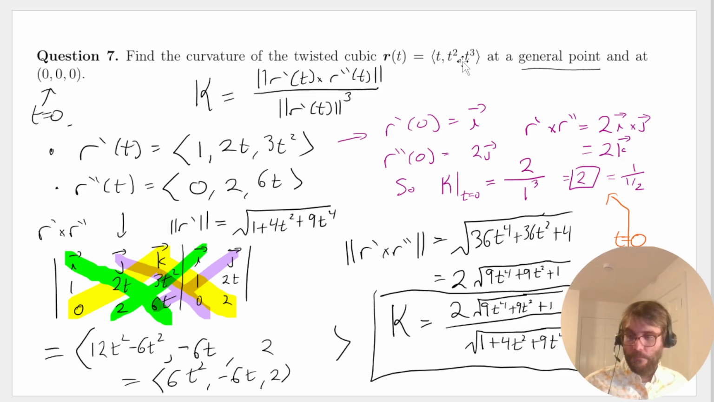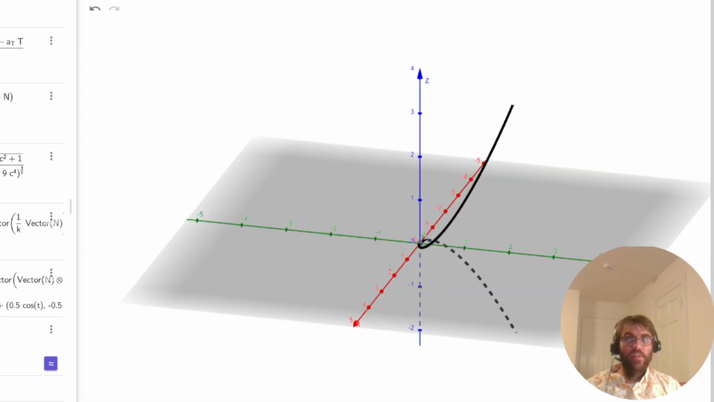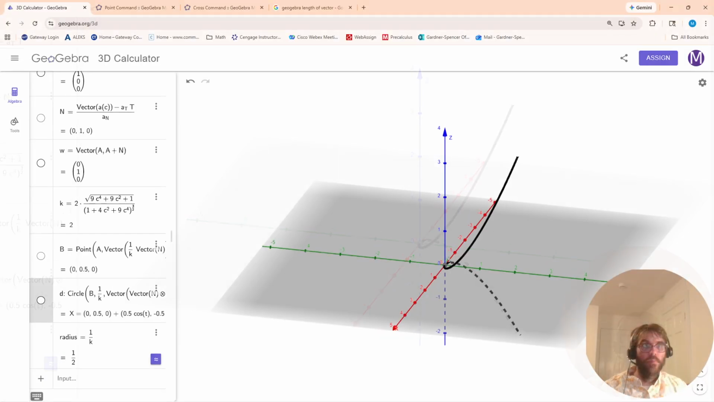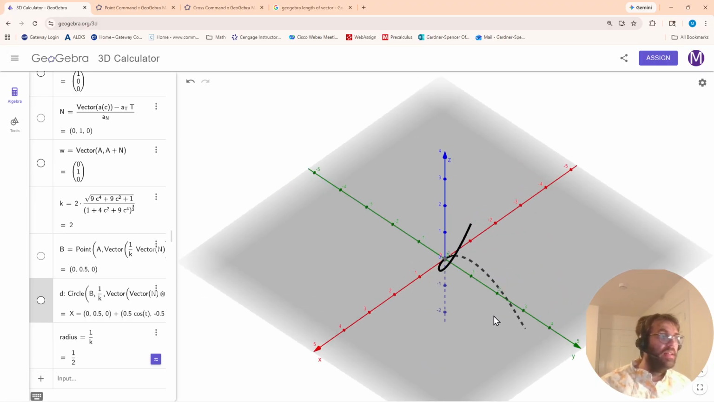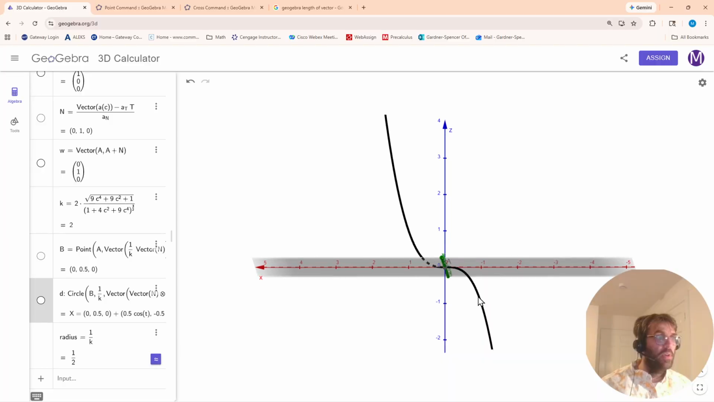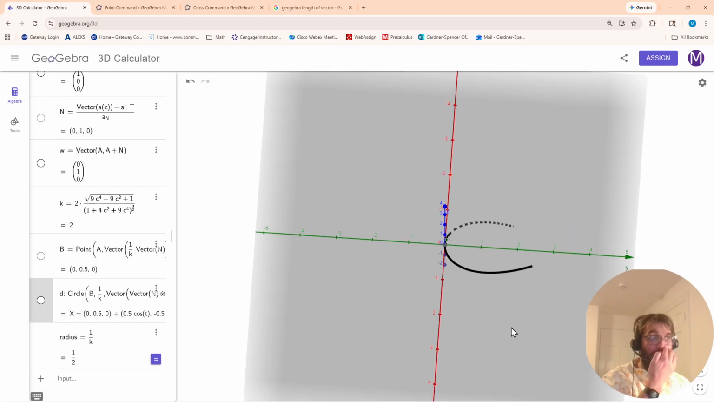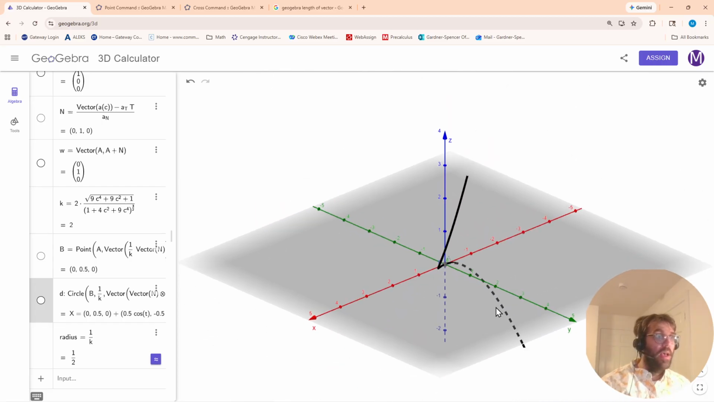Let's take a look at it. So we've got here in GeoGebra set up for us our twisted cubic. It is a cubic curve. You can sort of see that when you look at it from this direction, but it's twisted because it sort of curves back into the y direction.